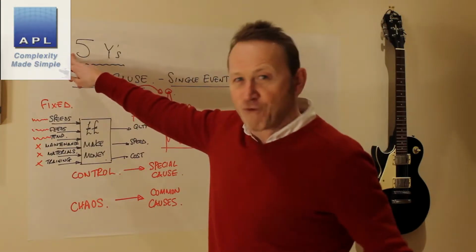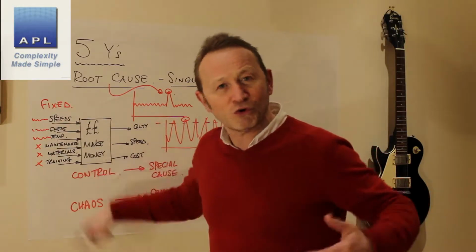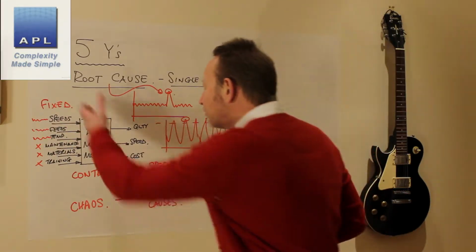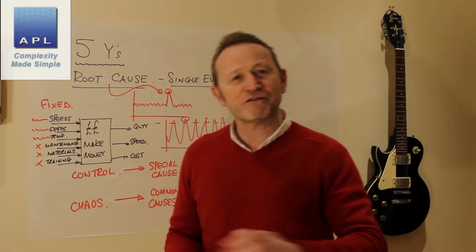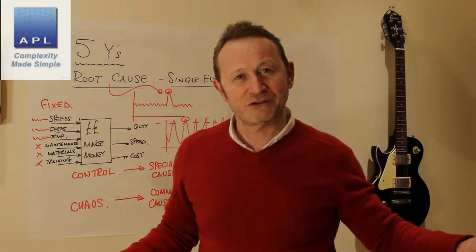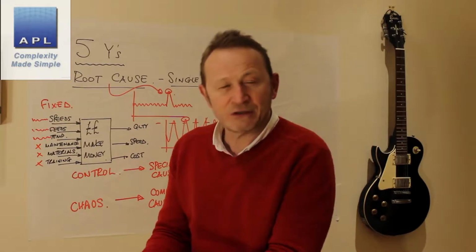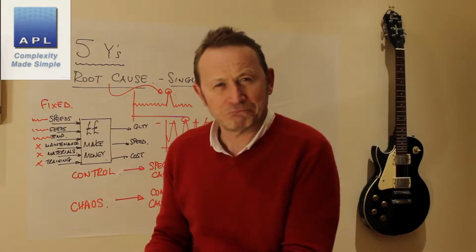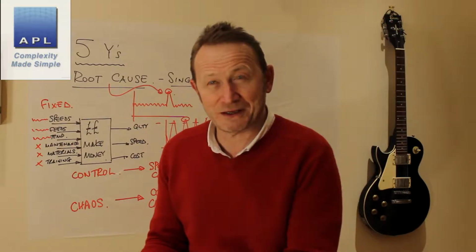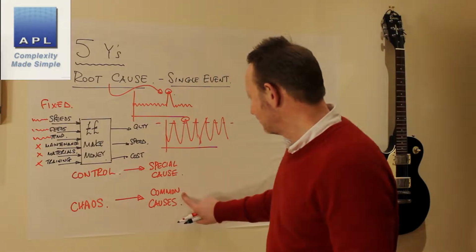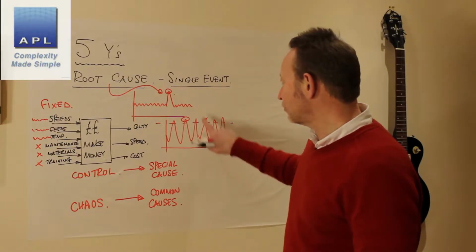And if you try and do 5Y's here, there's nothing to be found because these all caused it. So if you look at this and you say, what were we doing yesterday? Well, every single one of those were completely different. So when you go and say, well, what's changed from yesterday? Everything. What's the root cause then? Everything. Common cause. This is what chaos looks like.